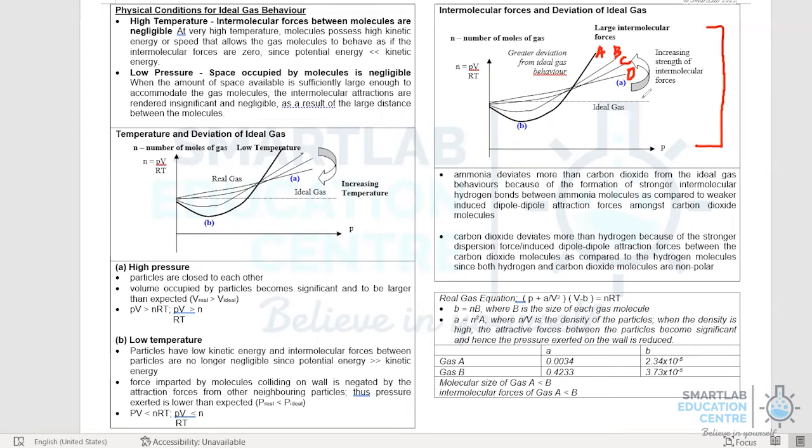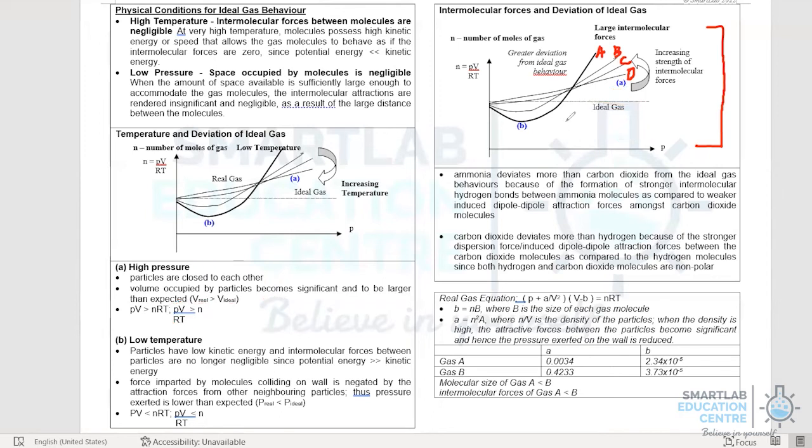And in the exam, they may actually ask you why, as pressure increases, the real gas deviates more significantly from ideal gas behavior. The reason is because at high pressure, particles are closer to each other. So the volume occupied by particles becomes significant, which means V real is larger than V ideal. So in this case, when you compute the value of PV over nRT, it ought to be a significantly larger value, which is the reason why when pressure is high, the PV over RT values of real gas tend to be higher than that of ideal gas.